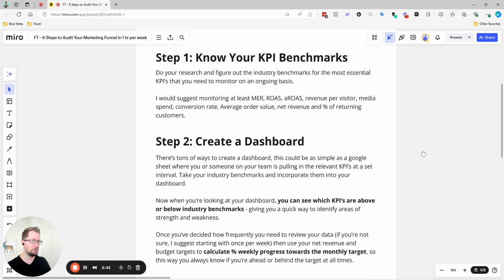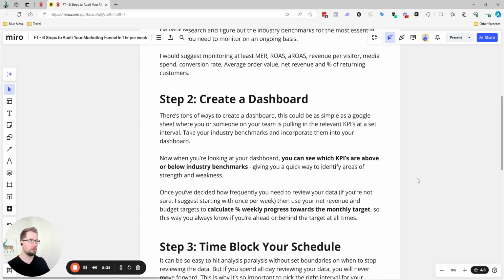So when we make our dashboard, this is where you want to be able to see, are your KPIs above or below your industry benchmarks? The reason why this is so important is because on an ongoing basis, you need to see 2 things. One, what is my progress towards my monthly target? And 2, am I above or below the benchmark that I've set for myself?